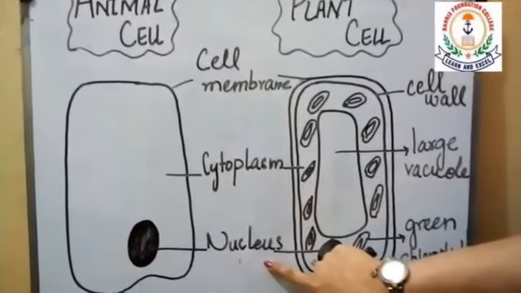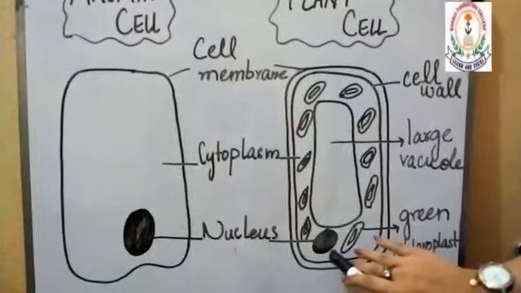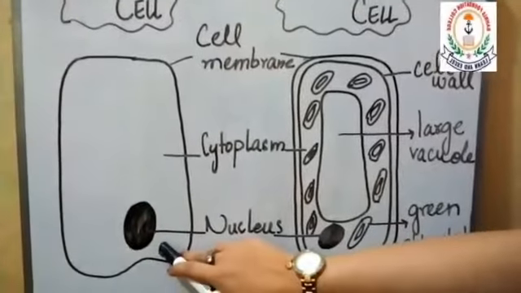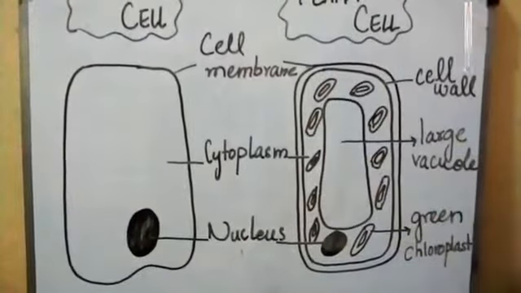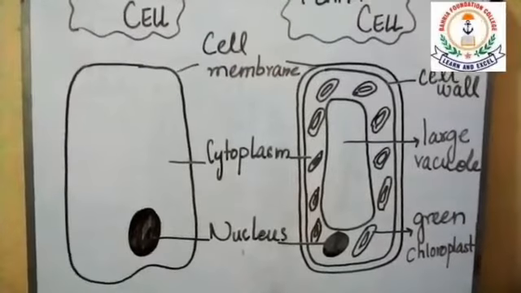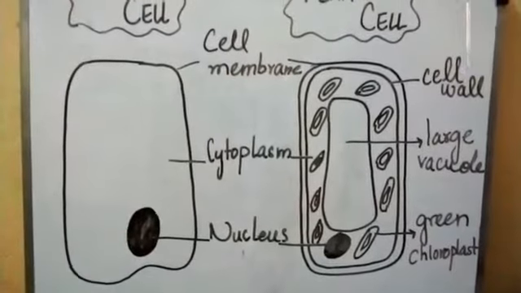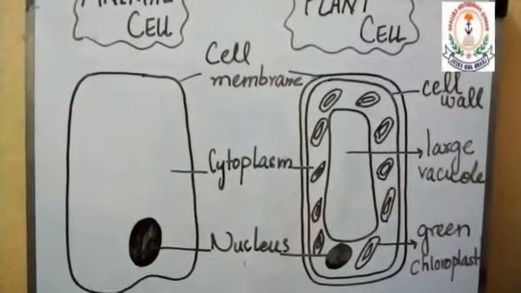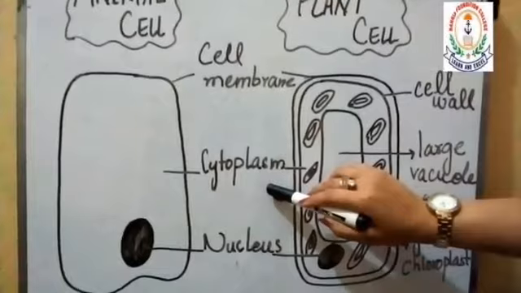First, let's discuss the nucleus. You can see the nucleus in both cells, in the plant cell as well as in the animal cell. A nucleus is the control center of the cell. The nucleus contains the information that controls everything that goes on in the cell. So this is the control unit, or we can say this is the engine which controls all the activities of both cells.